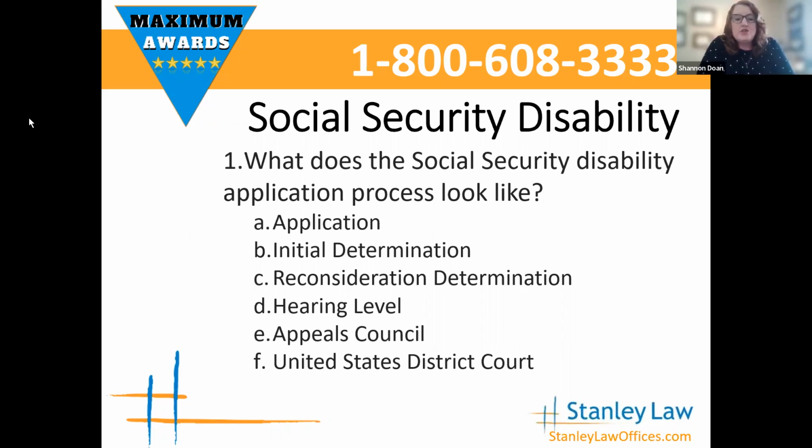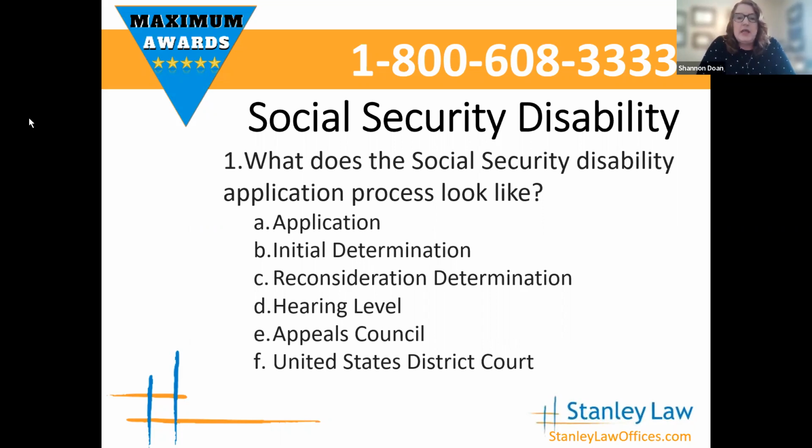After the hearing, the judge will issue a written decision in your case. The options for the written decision can be fully favorable, meaning the judge is finding you disabled as of the date that you said you became disabled. It can be a partially favorable decision, meaning the judge is finding that you're disabled for a period of time that is not the full period that you're alleging. The third option is that it can be an unfavorable decision, meaning the judge is again denying disability in the case.